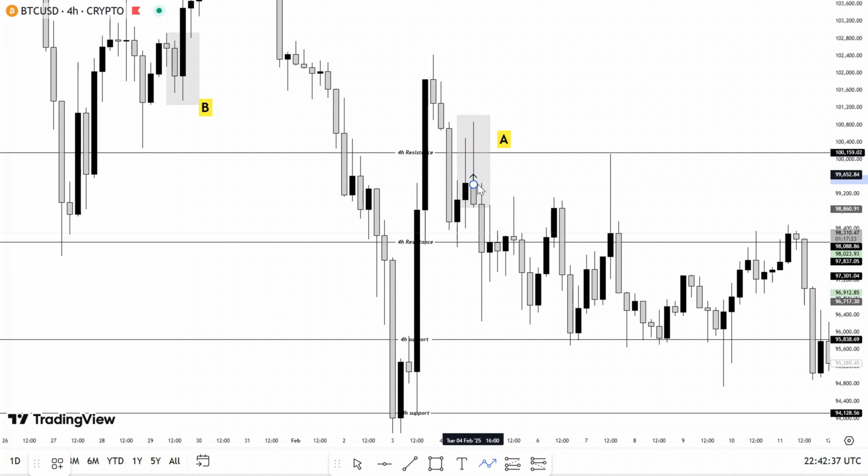Now what the market did was that it came down without force to actually hit your stop loss, because this is a 4-hour resistance level. So you see the way the candlesticks move.